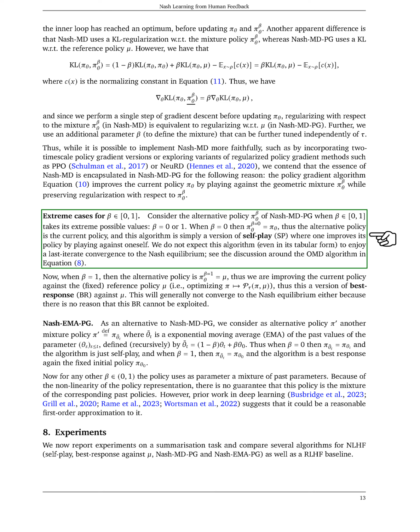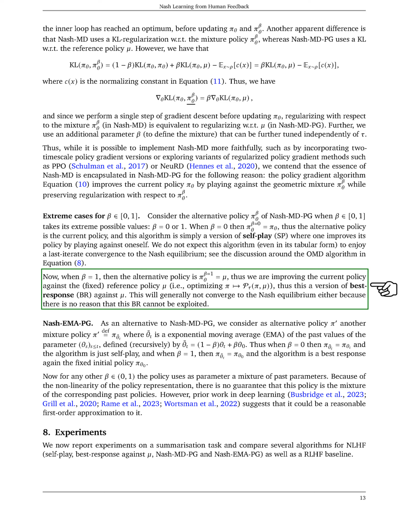On the other hand, when β equals 1, the alternative policy becomes μ, which means we're improving the current policy against a fixed reference policy, μ. This is similar to optimizing the best response against μ. However, this also doesn't guarantee convergence to the Nash equilibrium, as there's no assurance that this best response can't be exploited.